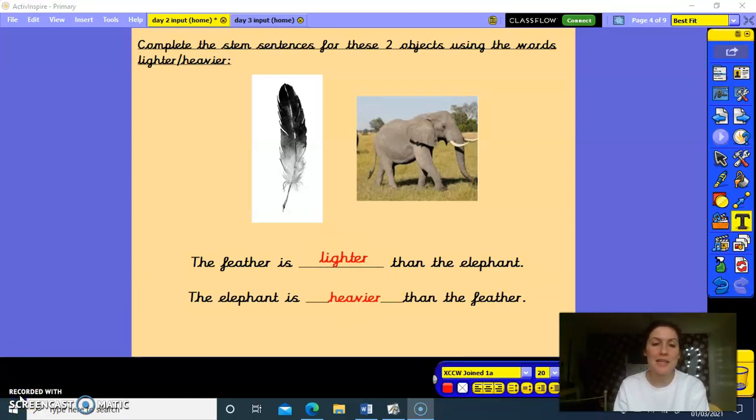So the word you would need for the first sentence is: the feather is lighter than the elephant. It is not as heavy. You'd be able to pick up that feather. Whereas the elephant is heavier than the feather. You definitely would not be able to pick up an elephant with one hand like you would with a feather.